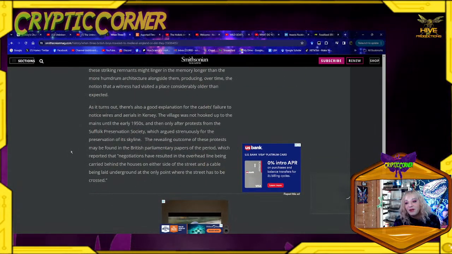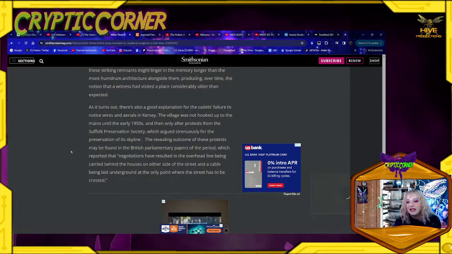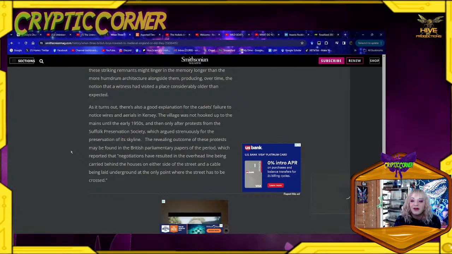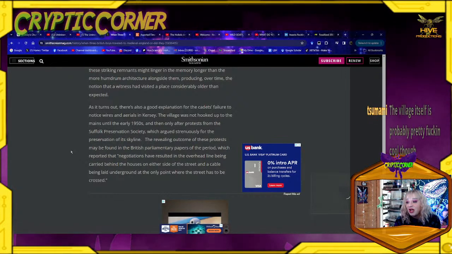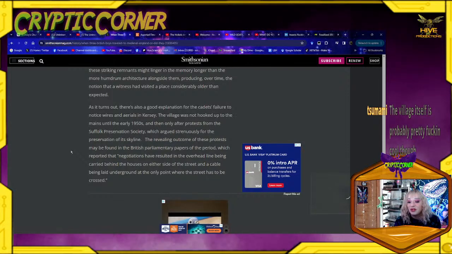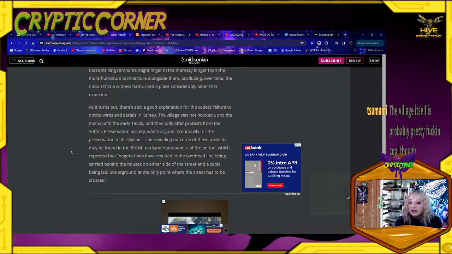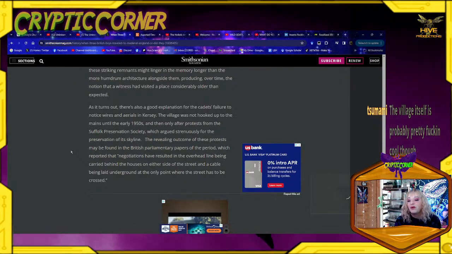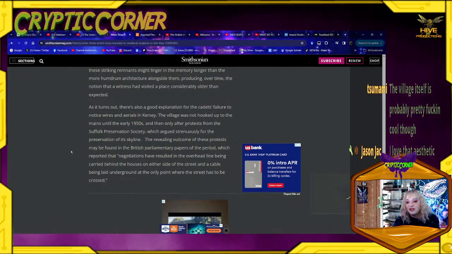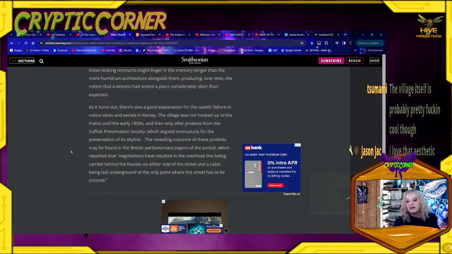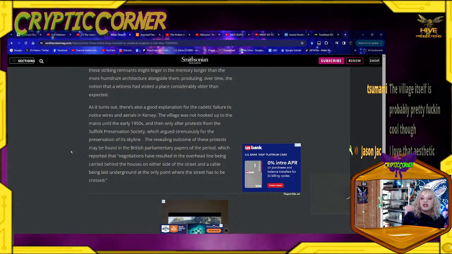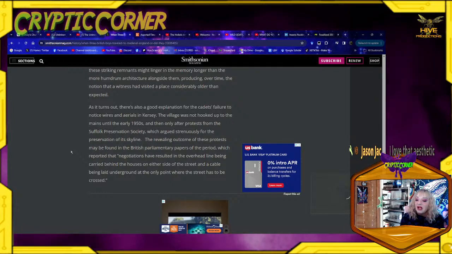As it turns out, there's also a good explanation for the cadets' failure to notice wires and aerials in Kersey. The village was not hooked up to the mains until the early 1950s. Then, only after protest from the Suffolk Preservation Society, which argued strenuously for preservation of its skyline.